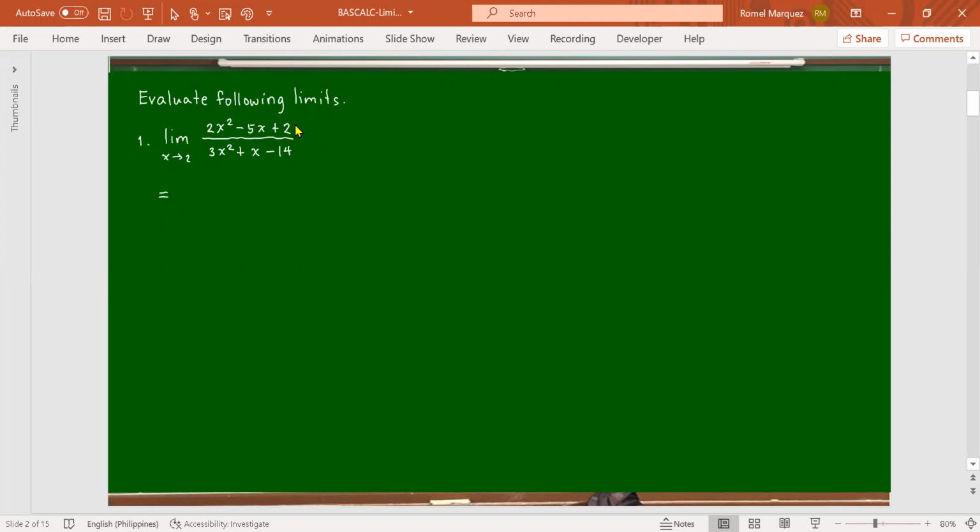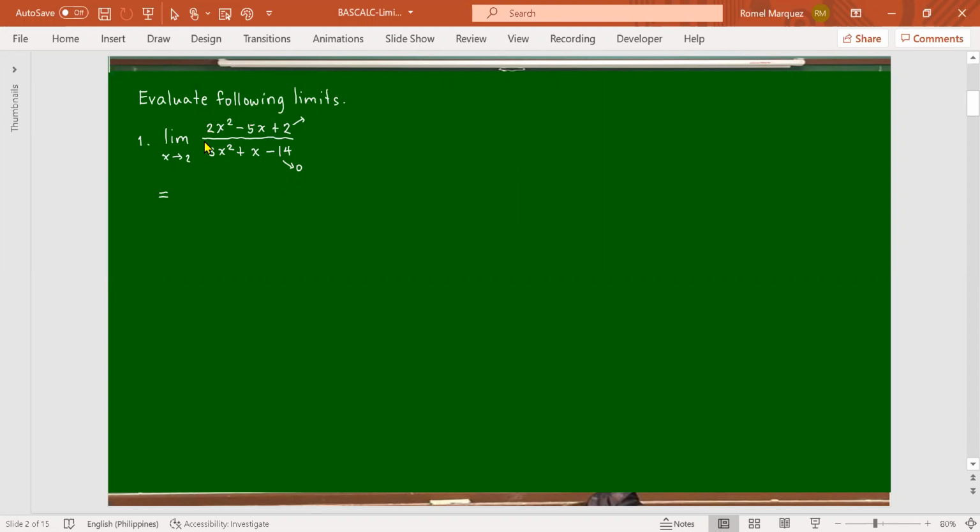So instead, you just do it this way. You can do it mentally by putting the arrow. What's the limit of the denominator, guys? Is it 0? 3 times 4 plus 2 minus 14. So it's 0, no? Now, what's the limit of the numerator?